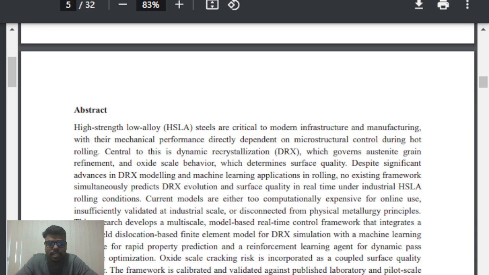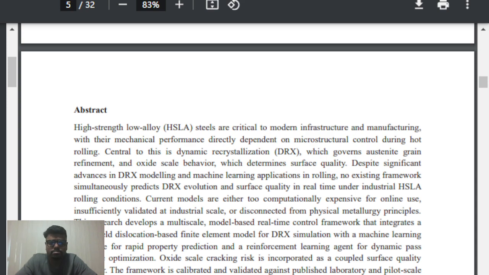At the same time, another major issue in hot rolling is surface quality. When steel is heated, oxide scale forms on the surface. During rolling, this oxide layer may crack, break, or become uneven, so this can create surface defects. Therefore, the research problem is not only about improving the internal microstructure but also controlling the surface quality.